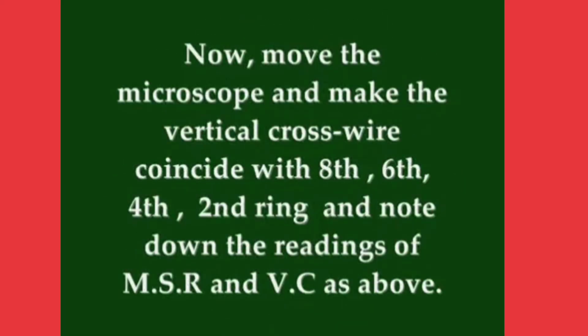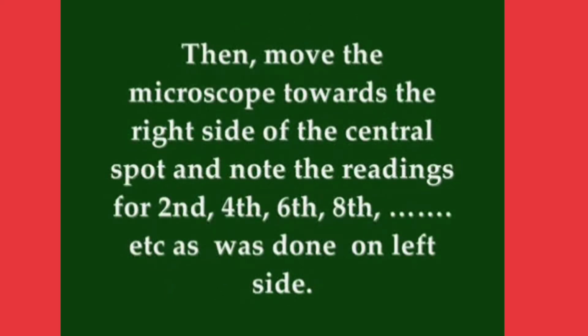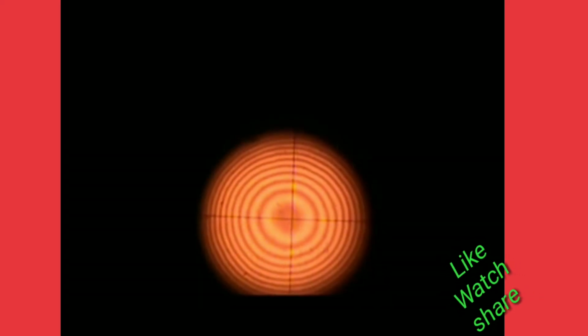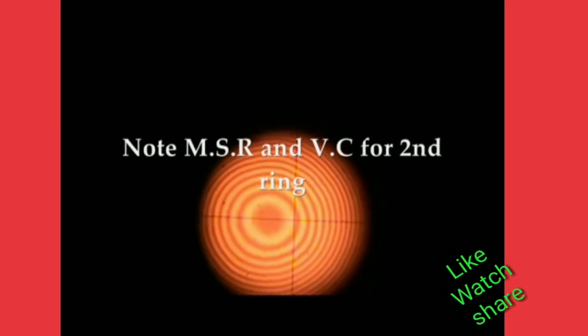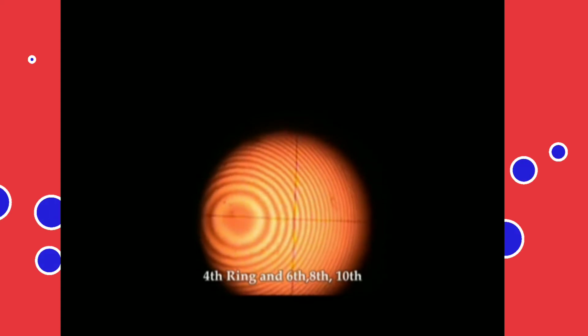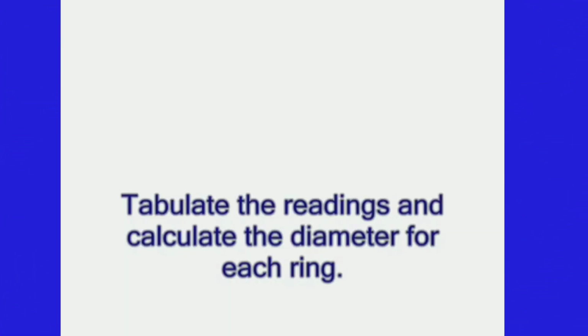Okay. Now move the microscope and make the vertical crosswire coincide with the 8th, 6th, 4th, 2nd ring and note down the readings of the main scale reading and vernier coincidence. In the same way, we have to repeat the experiment towards the left side of the rings to determine the radius of the bright and also the dark rings. Tabulate all the readings and calculate the diameter of each ring.